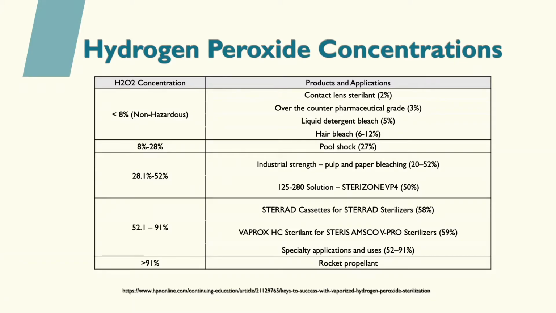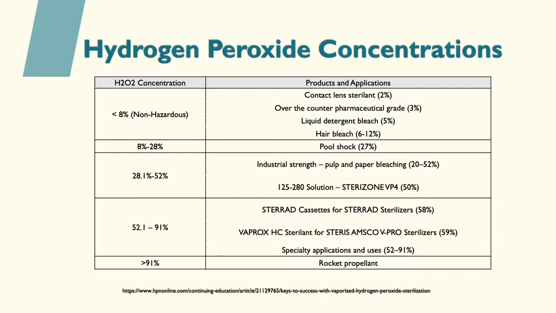Obviously, hair bleach and over-the-counter grade. You can see it goes up to pool shock, 8 to 28%, and then it goes up to an industrial strength, and you'll find the first sterilizer there. And then you get to the 52 to 91%, and you get the V-Pros and the Sterads and specialty applications. So that's the concentrations that you're working with most of the time.